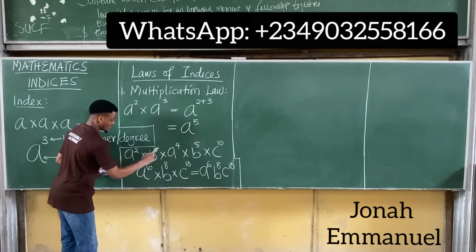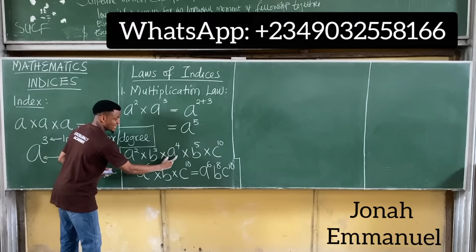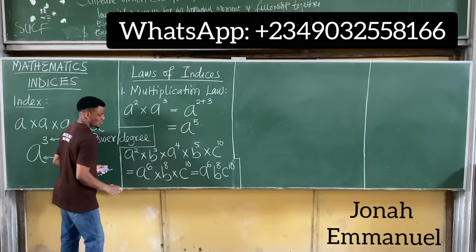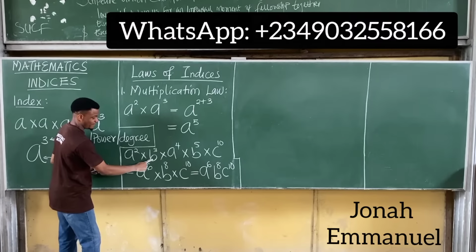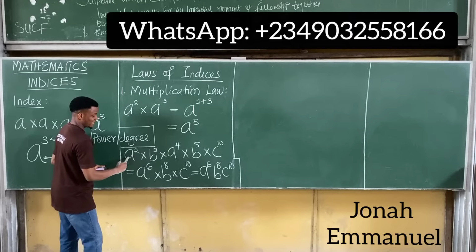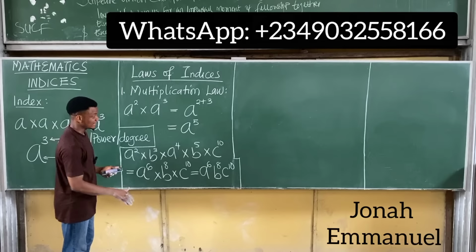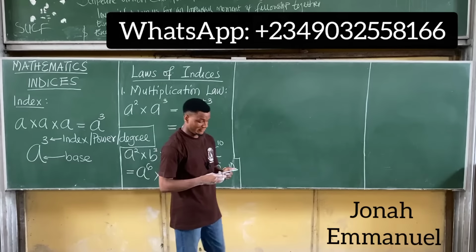Note that I can only add the indices or the powers if they are of the same base. So I cannot say this will be AB to the power 5. No. Why? They are of different bases. Since it's A and B, we cannot add their powers. This is the multiplication law of indices.